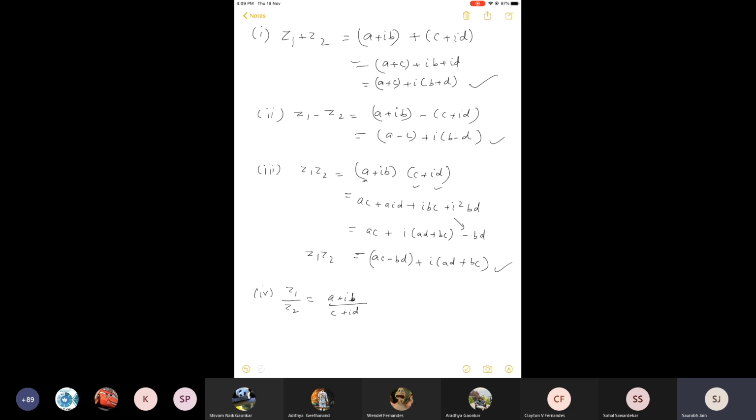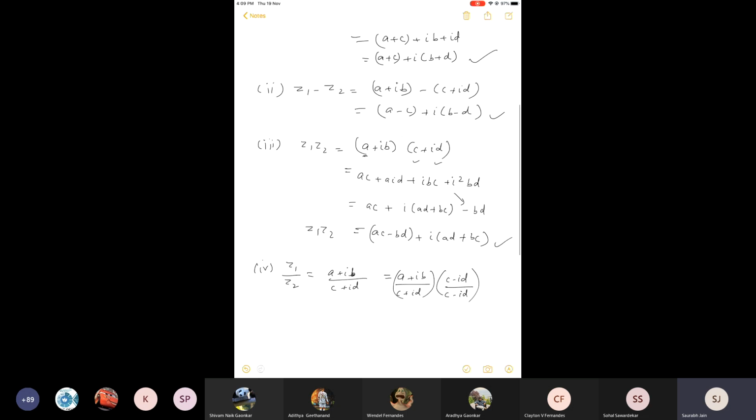Rationalize. Yes, rationalize, good. So we will be rationalizing this term, and we had a discussion about it that we will be changing the sign of the term having iota. So since it is plus iota d, I will take minus iota d. That will be the rationalizing factor. Now just do the normal multiplication.